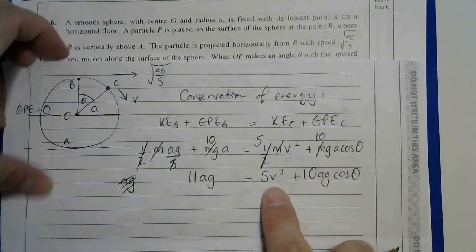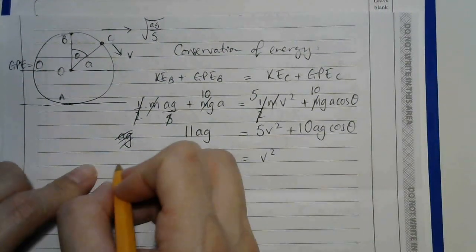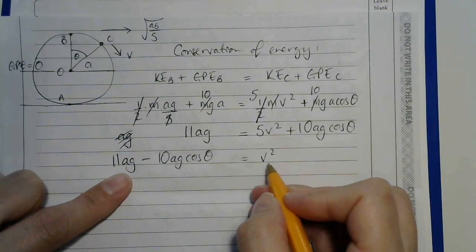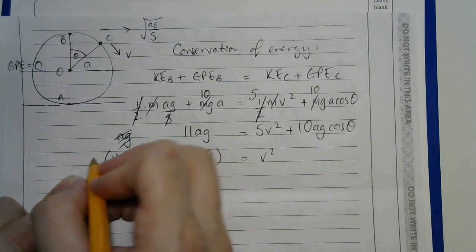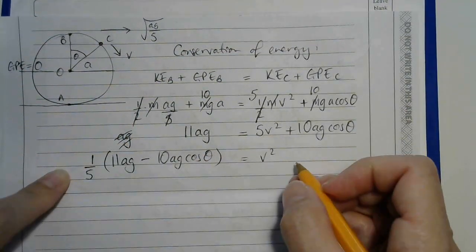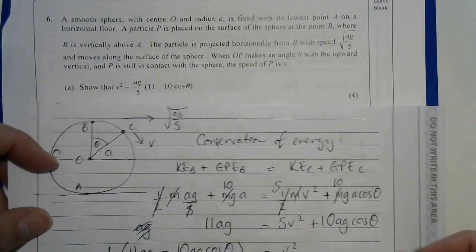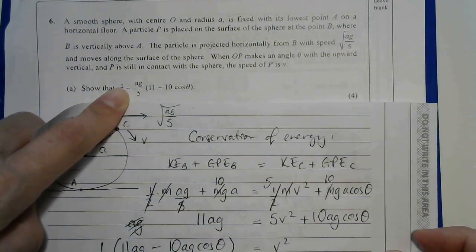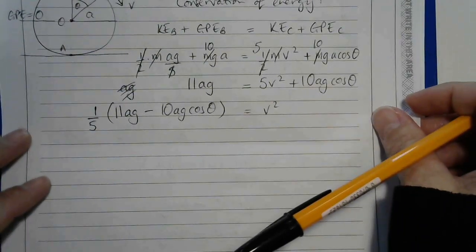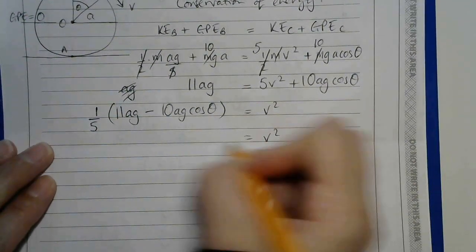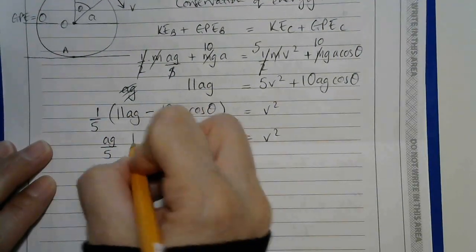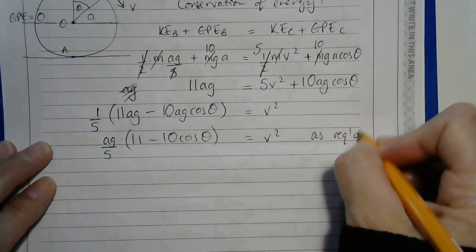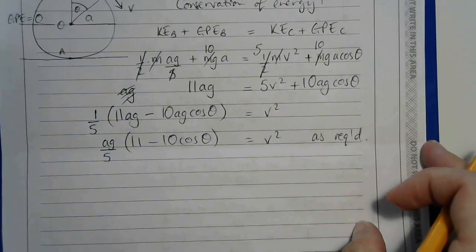So rearranging this to make v squared the subject now, I get 11ag minus 10ag cos theta, and then the whole thing is divided by 5, so in other words multiplied by 1/5, and that gives me this expression for v squared. Let's compare it to what they had. Okay, they've got the same thing except they've got ag over 5 outside, but other than that it's absolutely identical, so I'll just rewrite it as they did: ag over 5 times 11 minus 10 cos theta, as required. Okay, so that is your first few marks, that's part a.